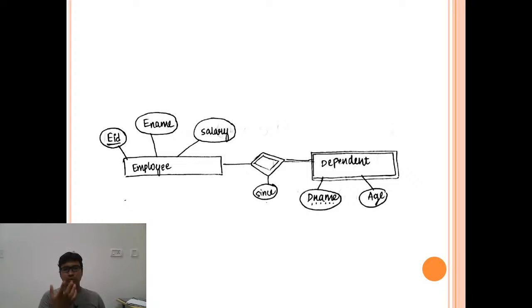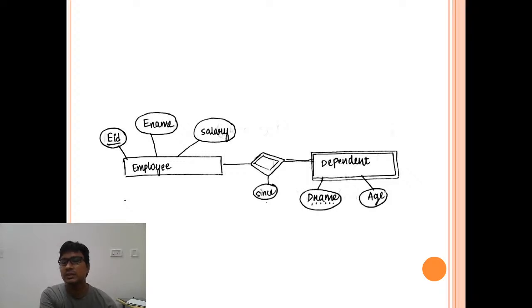Now, what I want to say is that if you convert into tables, the primary key, or the key attribute of the employee, which is employee ID, will act as a foreign key. So in the dependent table, you will have three attributes: employee ID, dependent name, and so on. And you can ask me which one will act as a primary key in the dependent.